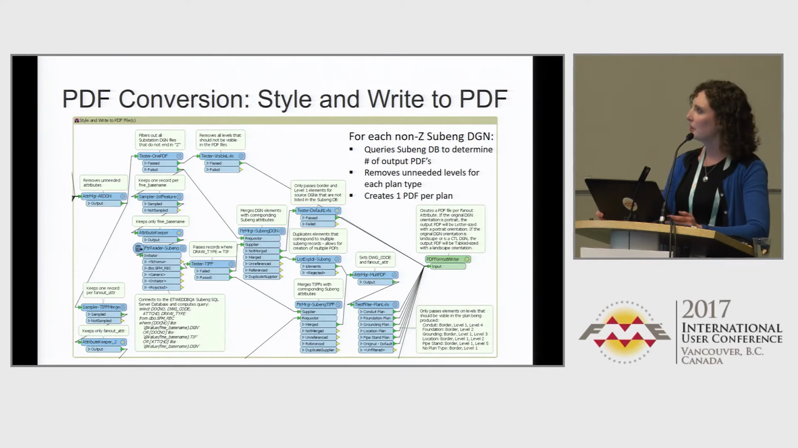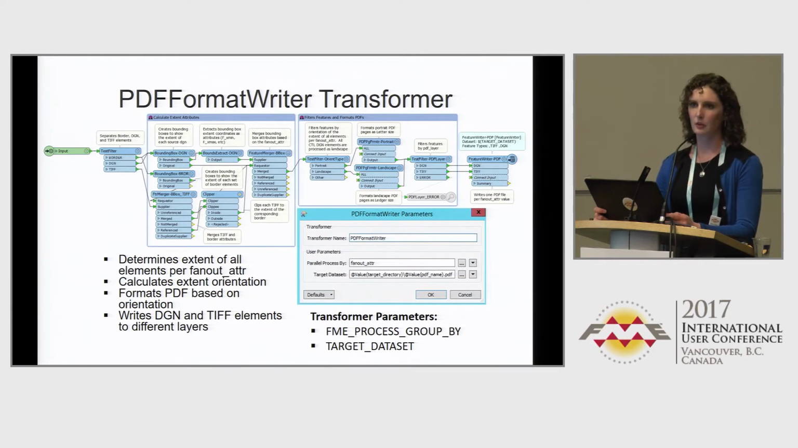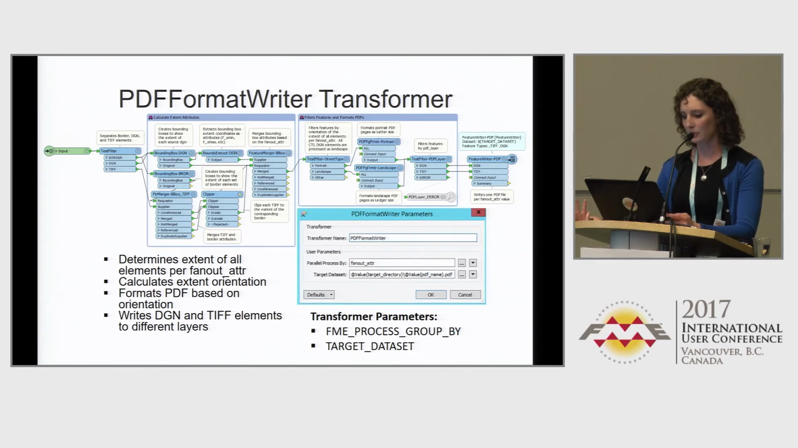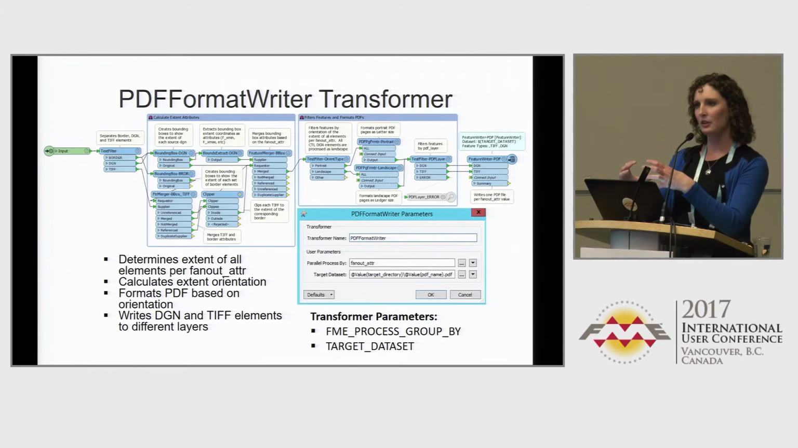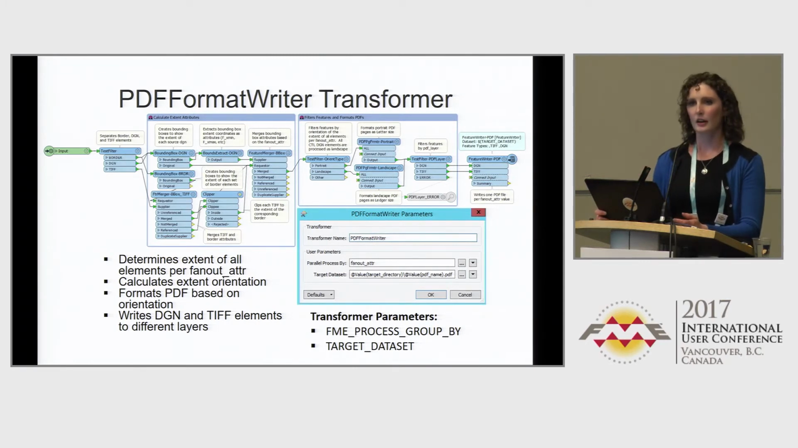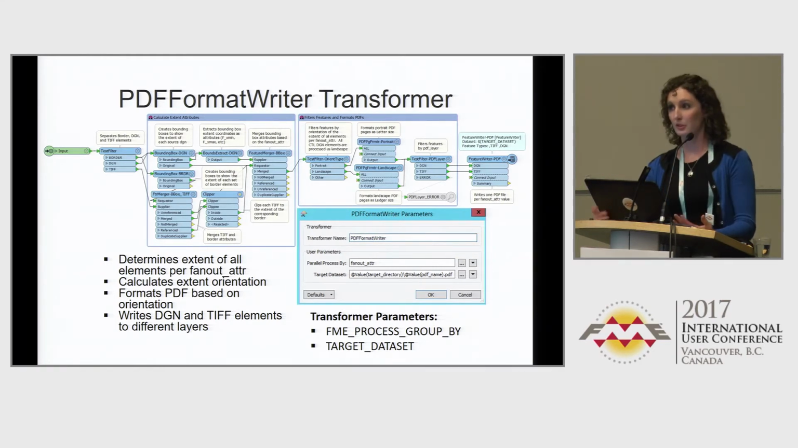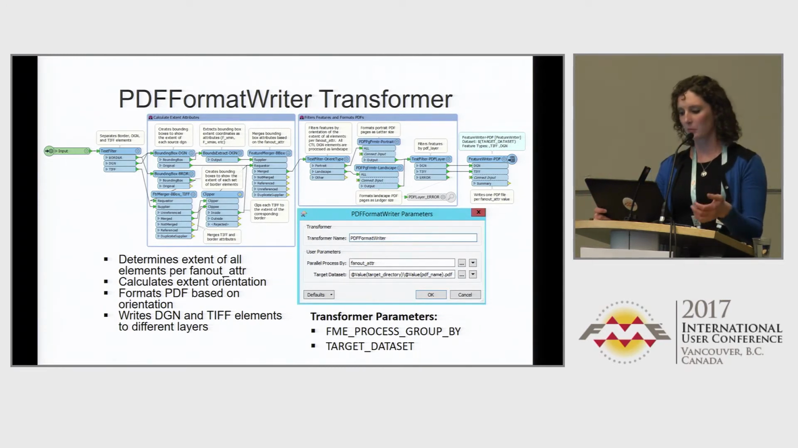And then it goes into this PDF format writer, and this is a custom transformer that I created. It goes ahead and determines the extent of all the elements per fan-out attribute. So I can specify either FME base name or whatever I want as the fan-out attribute. Then it grabs all elements for that output PDF, determines the extent, and calculates the orientation. If the original orientation is portrait, then the output orientation is portrait, 8.5 by 11. If the input orientation is landscape, then the output is landscape, 11 by 17.